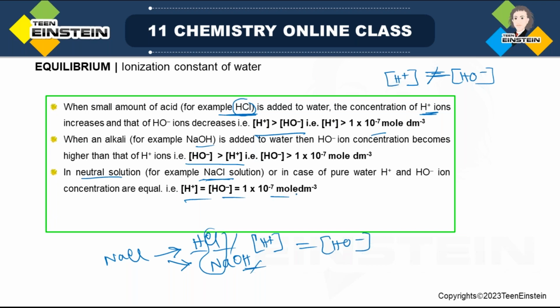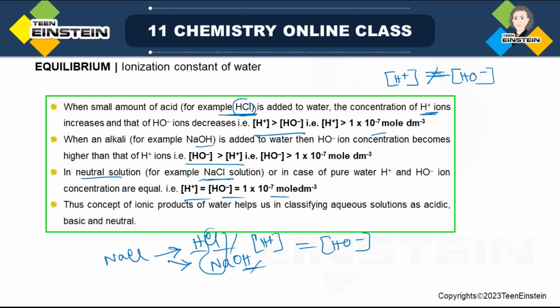So not only neutral water, because in neutral water both are equal to 10 to the minus 7, but even if it is some salt like NaCl that you are taking in water, the concentration of H plus and HO minus is the same, and you can write it is equal to 10 to the minus 7 moles per dm cube. The concept of ionic product of water helps us in classifying an aqueous solution as acidic, basic or neutral. So when it is neutral, the value of H plus and HO minus is 10 to the power minus 7.